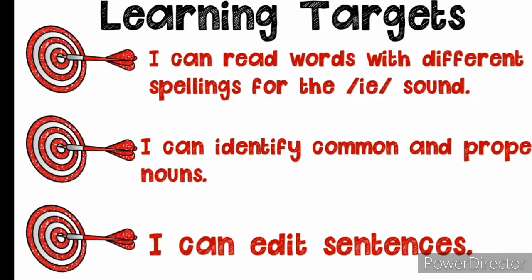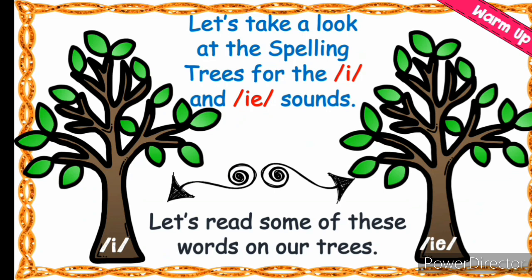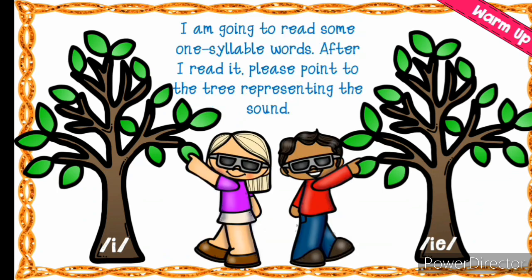Talladay. Now today our learning targets are: I can read words with different spellings for the I sound. I can identify common and proper nouns. I can edit sentences. Now let's take a look at the spelling trees for the E sound and the I sound. Now let's read some of these words on our trees. I am going to read some one-syllable words. After I read it, please point to the tree representing the sound.